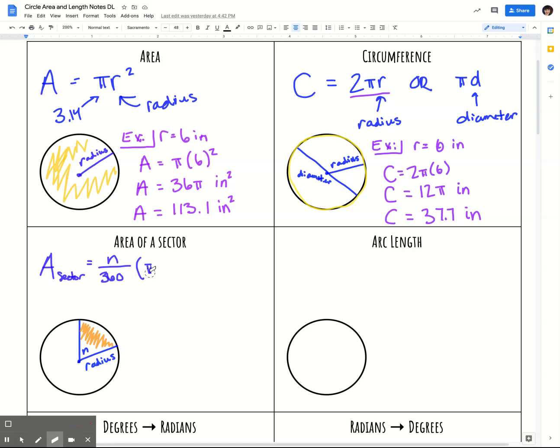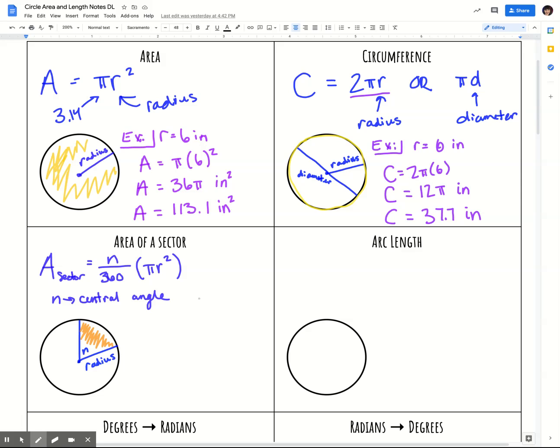Oops, hold on. That pi looks crazy. Let's write that a little bit better. Okay, where N is the central angle, which I'm hoping you remember from the last unit.